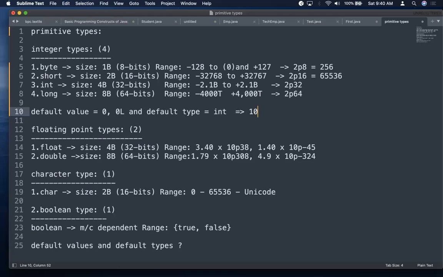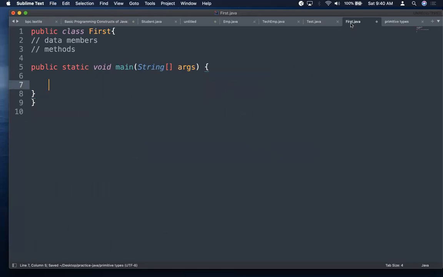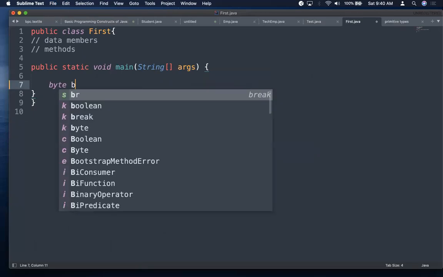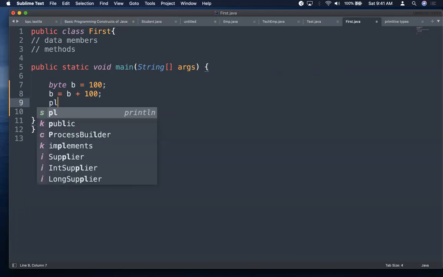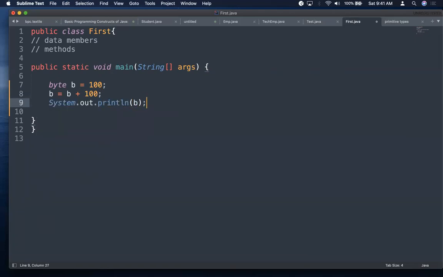In order to make you understand this, let me write a small program. Here I'm declaring a byte variable, let's say byte b equal to 100. This 100 is a byte value because I am declaring it as a byte variable. Now I want to add 100 to this: b equal to b plus 100, and print this b value. So what is the output of this?